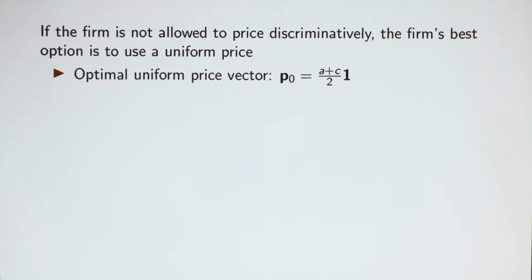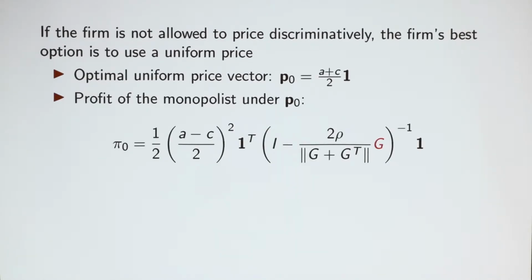So all the customers receive the price (A plus C) over 2. And again, if we plug this P0 into the profit function, we can see that the profit of the monopolist under this optimal uniform price has this form. It's very similar to the form we had before, except that earlier inside the matrix inversion we had G plus G transpose, but now we have 2 times G.